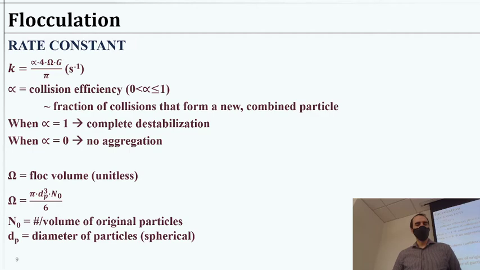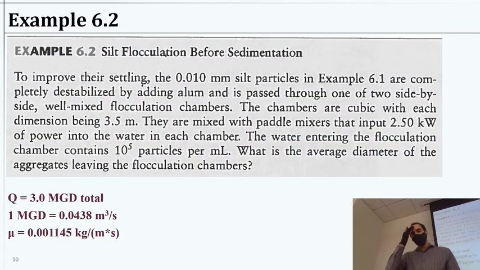Okay, so I think this is basically all of that written out again, so you have it nice and clearly. Okay, so let's use it to solve a problem. We have example 6.2 from our book, silt flocculation before sedimentation. It says, to improve their settling, the 0.01 millimeter silt particles in some other example. This was a sedimentation example. I put it on the last section of slides, but I passed through it. But if we take a look, here are the parameters that we had from that last problem.